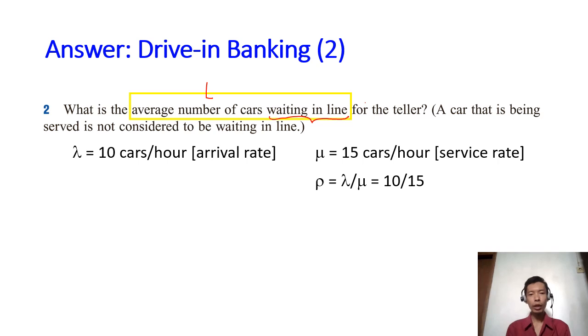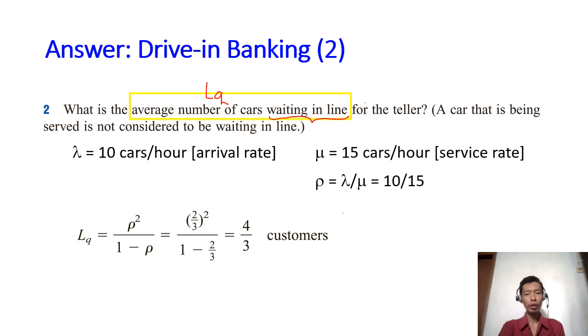So we are going to calculate Lq, because it asks about the average number of cars waiting in line, and that is Lq. This is the formula, and then we just plug in rho, and we got the answer. 4/3 customers on average are waiting in line.